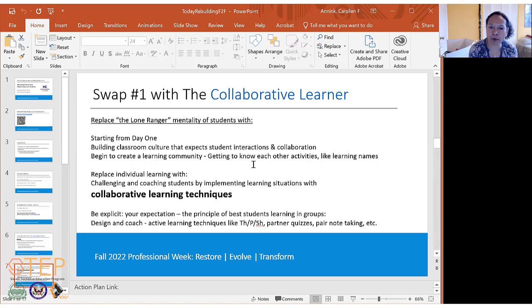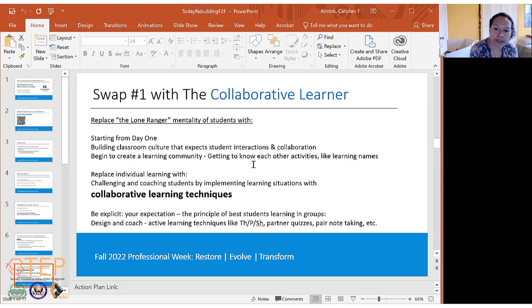But just for an example, an active learning technique, a collaborative learning technique, is think, pair, share. You do a little lecture. You share your content, the new content students need to know. And then after you're done, you ask them to pair up. Well, first you ask them a question about what you just taught. And then you ask them to pair up and discuss their answers with their partner. So it's just a little bit of an exchange. It doesn't have to take long, but it's a way to make students collaborate from the very beginning, to collaborate on learning the new knowledge that you share.